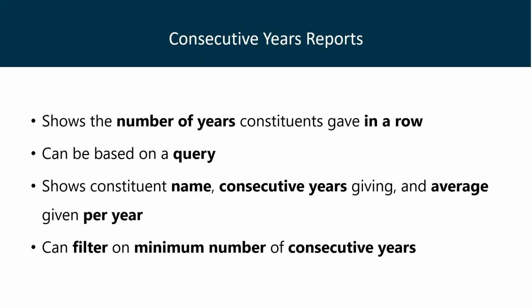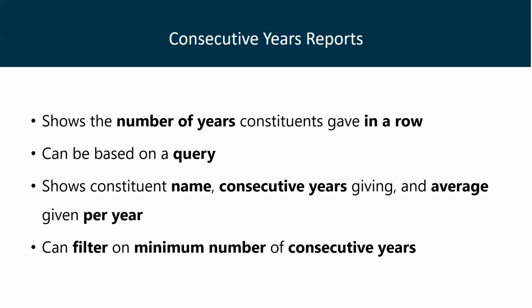So the consecutive years report shows the number of years that a constituent has given in a row. Now, in this report you could just say, okay, for all of the donors who gave in 2025, I want to see the number of years that they've given in a row. You can set that up right in the report just by using the date limiters.